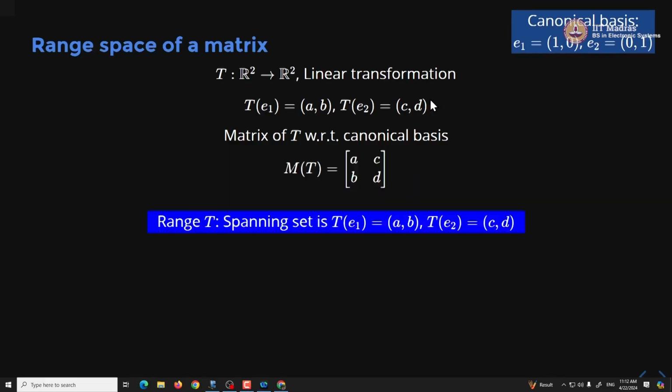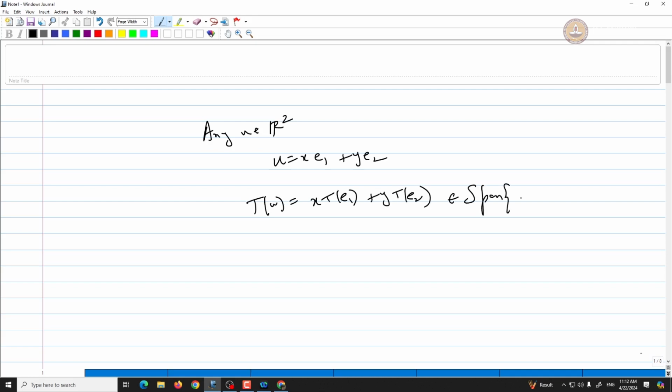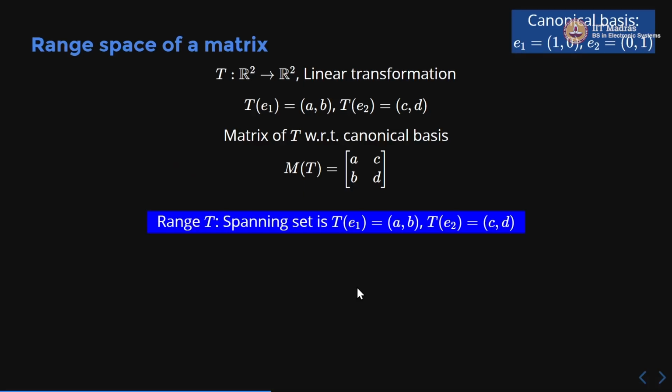In case you want me to write it down, I can say that any u in R2 can be written as x e1 plus y e2. So any T of u can be written as x T of e1 plus y T of e2, which belongs to the span of T of e1, T of e2. So the range has to be the span of T of e1, T of e2. I hope you see the logic behind this quick idea here.